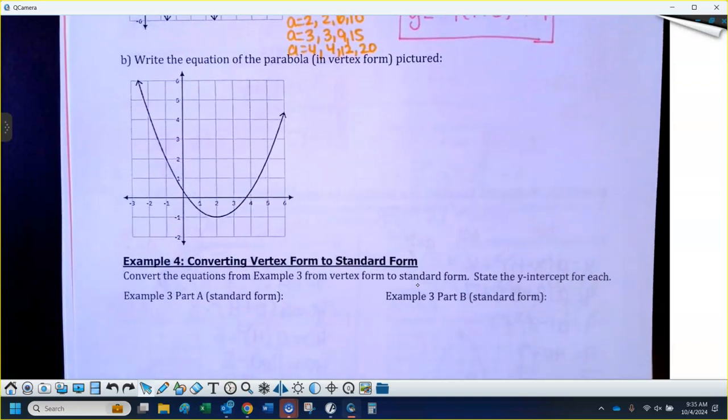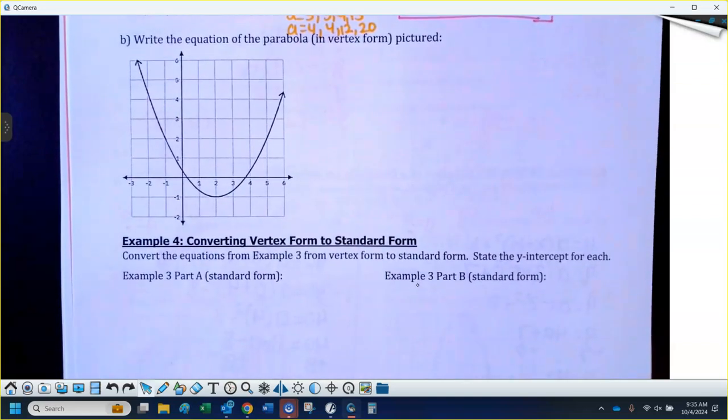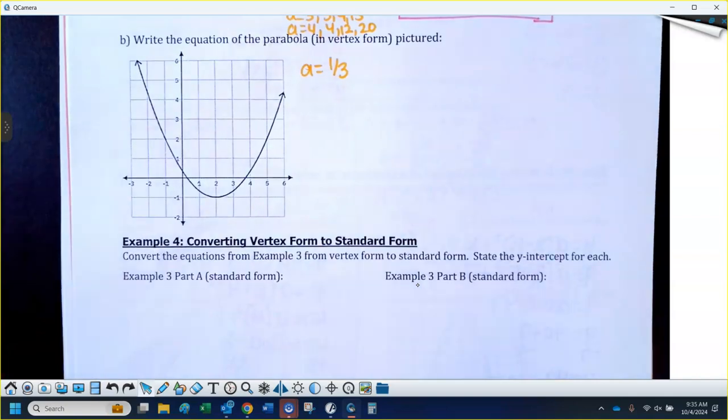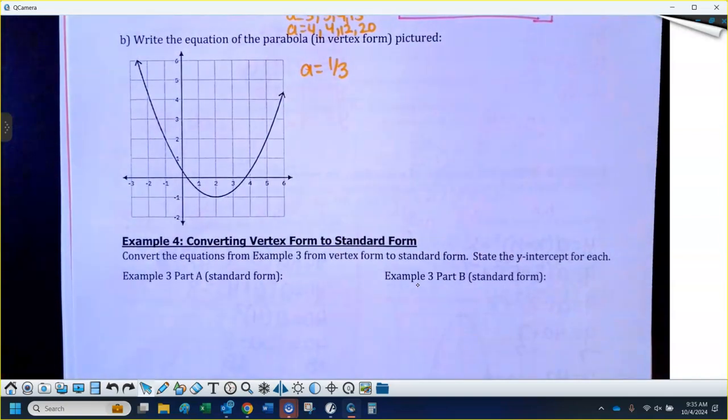Can anybody tell me the a value for this second graph without doing the process we did on the front? What do you think? It's 1/3. Yes. Okay, now I'll show you guys this. If it's a nice fraction, like a 1/2 or a 1/3, where the top of the fraction, the numerator, is 1, and you wanted to try and figure this out from the graph.